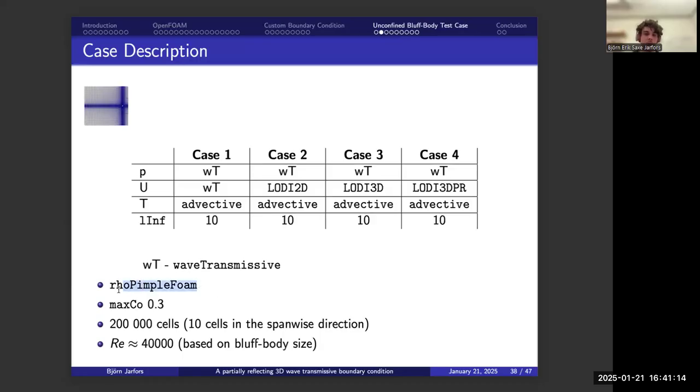In this case, we use rhoPimpleFoam and a max Courant number of 0.3 to have it 3D. I chose 10 cells in the spanwise direction, since that resulted in perfectly uniform cells right behind the bluff body, and this corresponds to a simulation of 200,000 cells. And the Reynolds number, if you base it on the bluff body size, is approximately 40,000. So it's a pretty turbulent case.